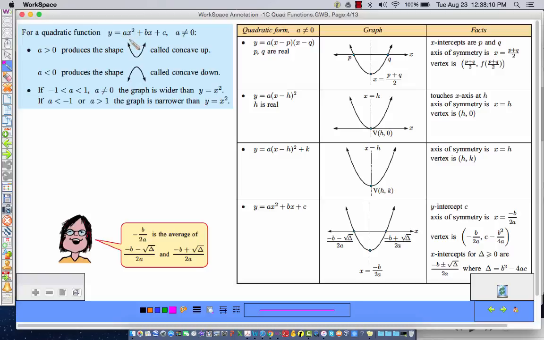If a, the coefficient of the squared term, is positive, our parabola opens upward, and if it's negative, it opens downward. And let's see, what else do we want to talk about here?